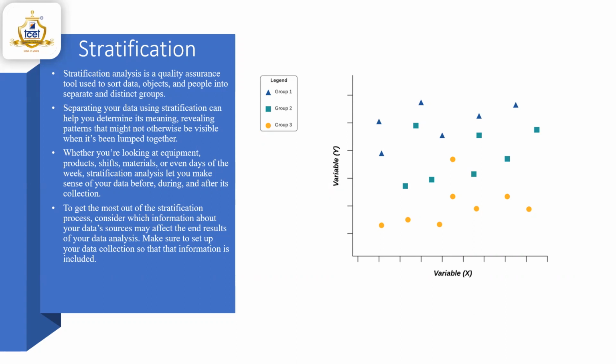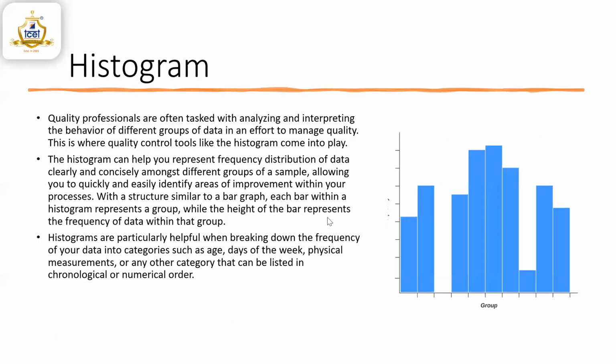To get the most out of the stratification process, consider which information about your data sources may affect the end results of your data analysis. Make sure to set up your data collection so that the information is included. On the right side, you can see that there are 3 groups of data, group 1, group 2, group 3, which are scattered between the variable x and y axes. So they are static, they are basically segregated.